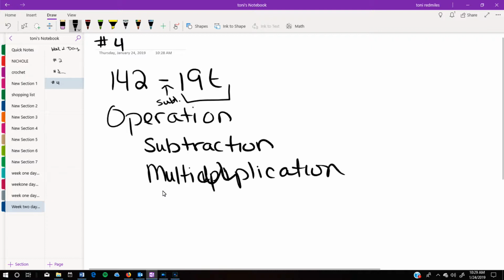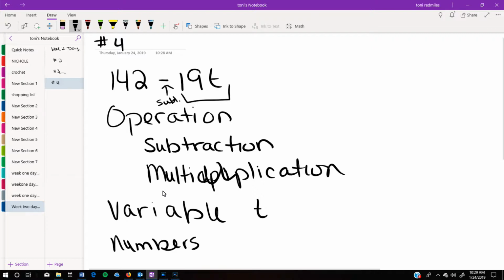I also have a variable. I need to say what my variable is, which is t, okay? And I have some numbers. I have a constant of 142, and I have a coefficient of 19. Or you could say it's negative 19, whichever way you want to look at it.